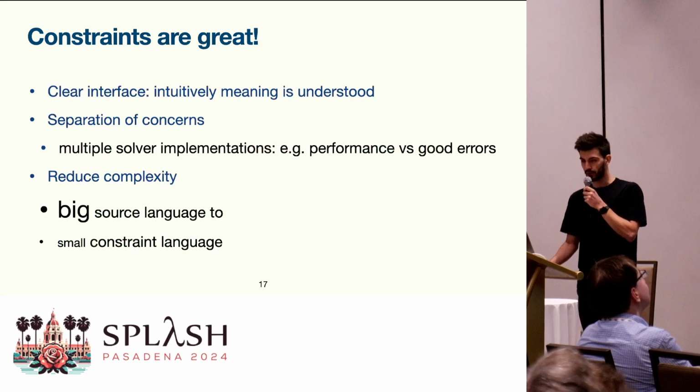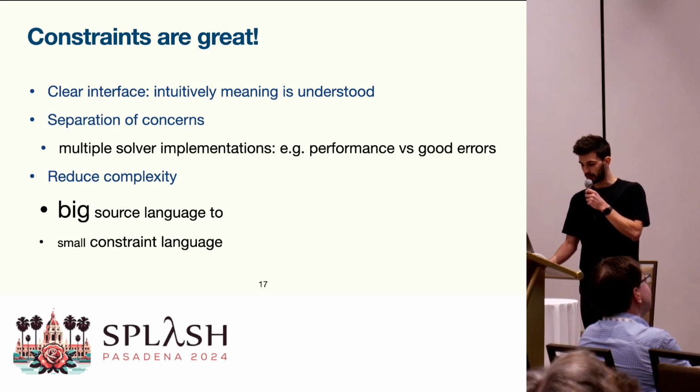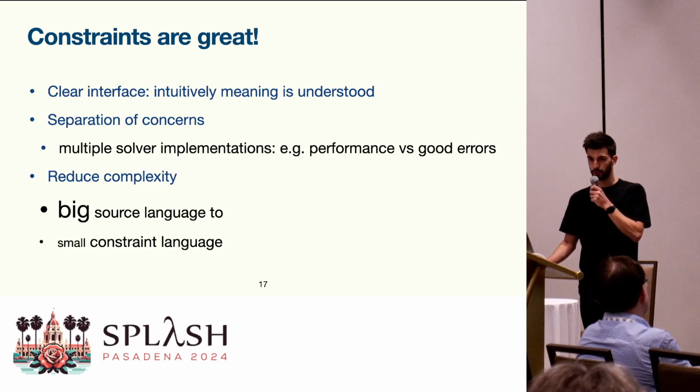So constraints are great because they give you a clear interface that tells you, between the two phases, between constraint generation and solving, what should happen. There's an intuitive semantics there. You get separation of concerns. You can now simply traverse the program and turn a big source language into a small constraint language.